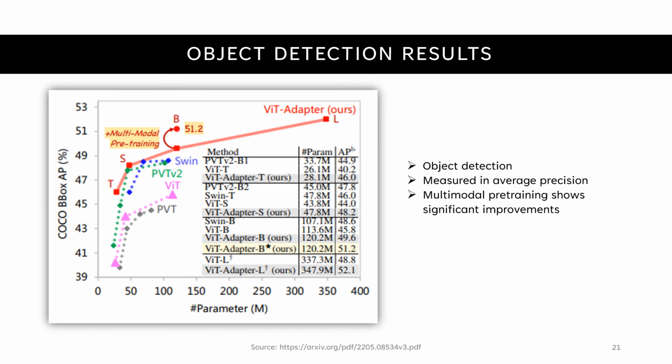The multimodal pre-training is one of the reasons why the authors explored keeping the plain ViT architecture as opposed to the vision-specific transformers, and chose to fine-tune it using the adapter.